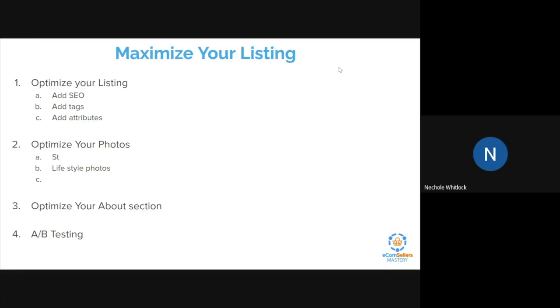The next one is to maximize your listing. I did not get through all the words, so sorry. I type very slowly right now. I don't like that. So I'm going to talk through it.